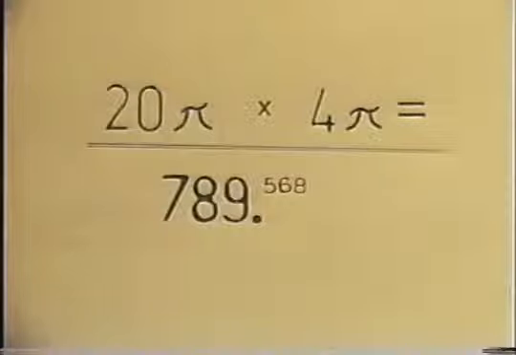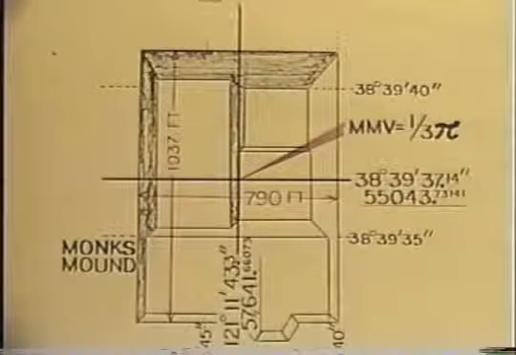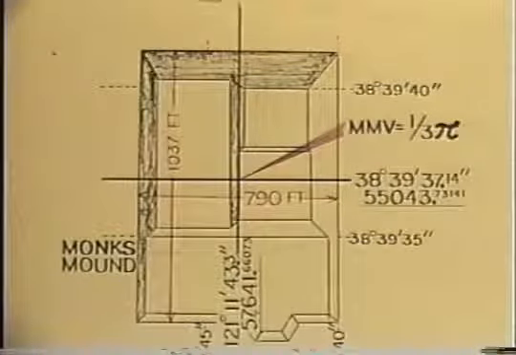Multiplied, 20 pi and 4 pi become 789.568, or 789 and a half. I am assured by the Illinois State Museum at Springfield that the original width of Munck's Mound was 790 feet, plus or minus 12 inches. Munck's shows us its original measurements. Who needs rulers? Thank you, Silbury.